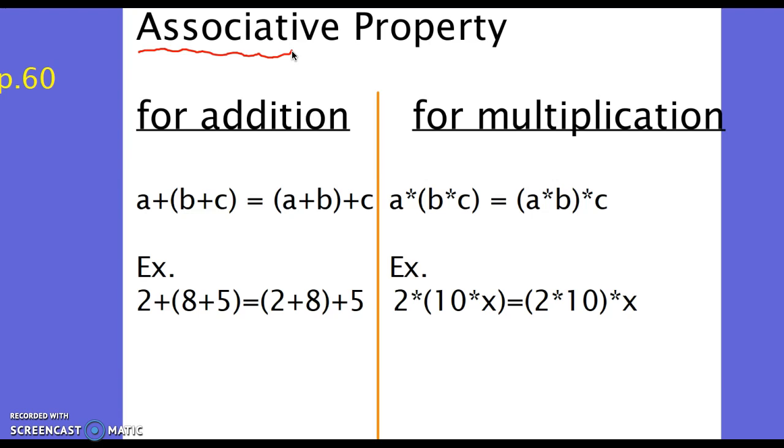So when we add and we multiply, we can group different numbers together, and it doesn't matter. So we can do different things first. So look at my example for addition. It says A plus parentheses B plus C, which means you would do this first.